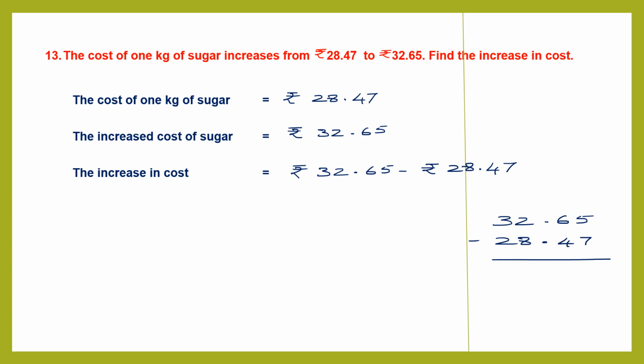Now here, we need to borrow here. So this will become 5 and this is 15. 15 minus 7 is 8. 5 minus 4, 1. Put the point. Now here again we need to borrow. So here this becomes 2 and this is 12. 12 minus 8 is 4 and here we have 0. So the increase in cost is 4 rupees and 18 paisa. This is the amount by which the cost of 1 kg of sugar has increased. So this is our final answer.